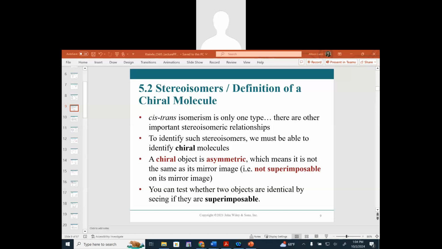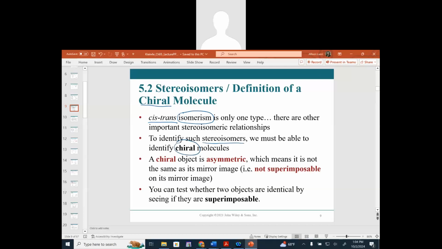In section 5.2, we'll continue our discussion of stereoisomers, and we'll introduce a new definition, something called a chiral molecule. So say we do not have a ring or a double bond, we wouldn't be able to have a cis or trans isomer. This is only one type of isomerism as far as stereoisomers go, but we have other types of stereoisomers without double bonds or without ring structures, and these are called chiral molecules.